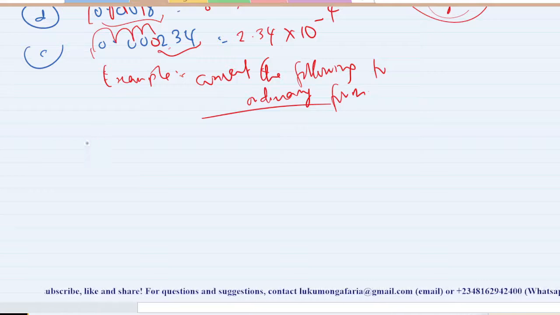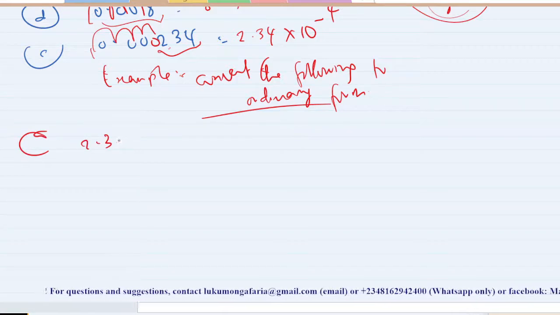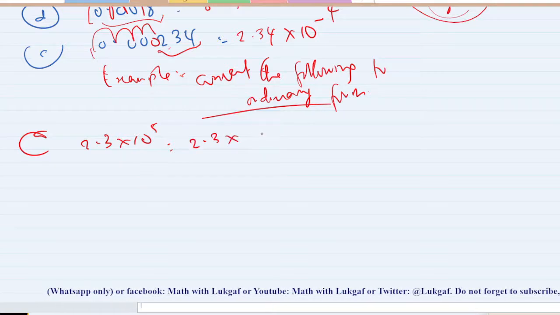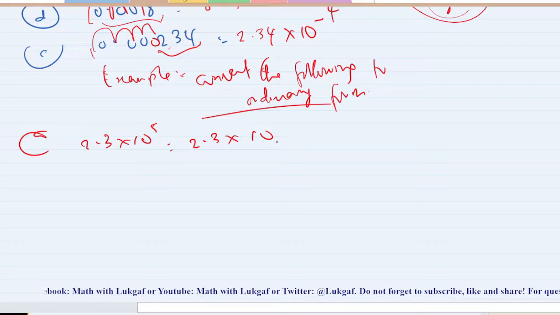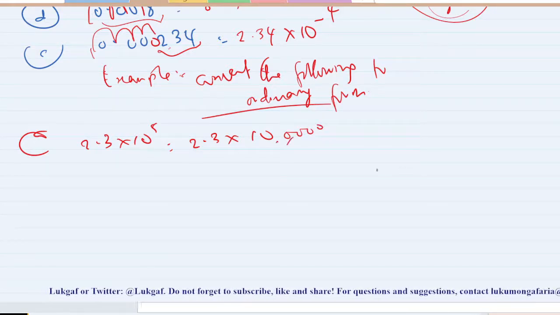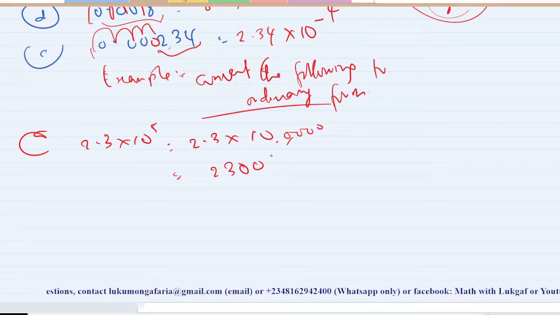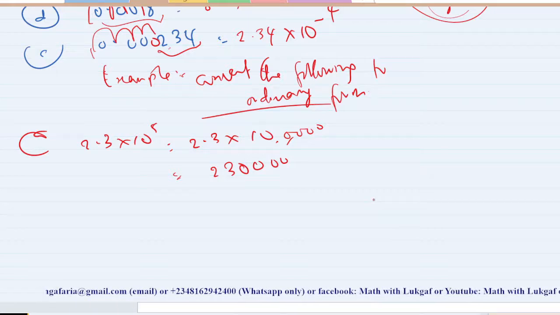Number 1, I have 2.3 multiplied by 10 raised to power 5. This is very simple. How do you do this? It is the same thing as having 2.3 multiplied by 10 raised to power 5, which is the same thing as what? 100,000. You understand now? When you multiply this by 100,000, then I'm going to have what? 230,000.